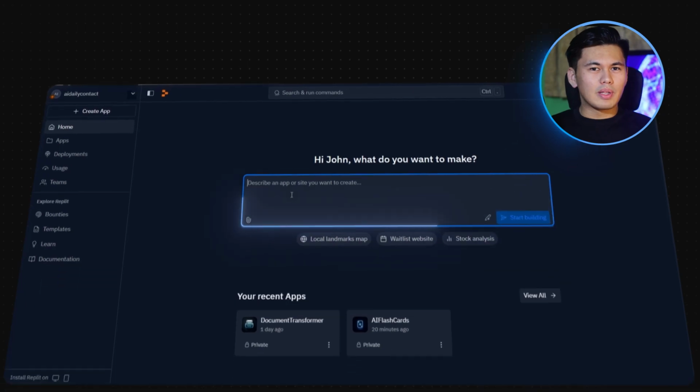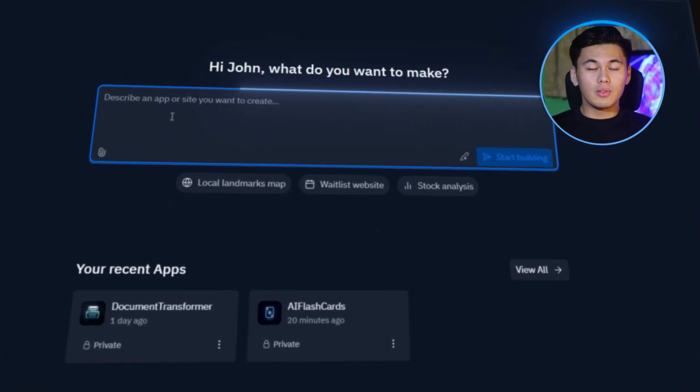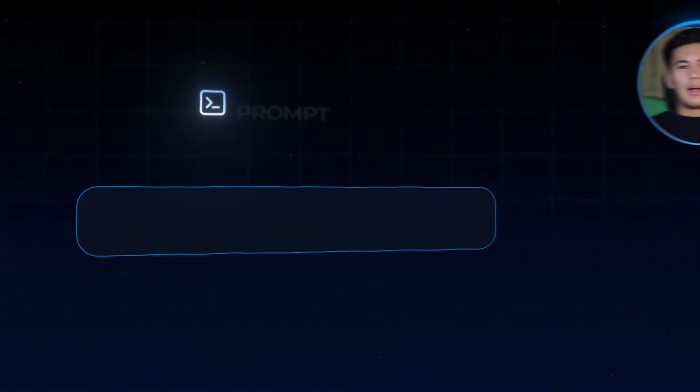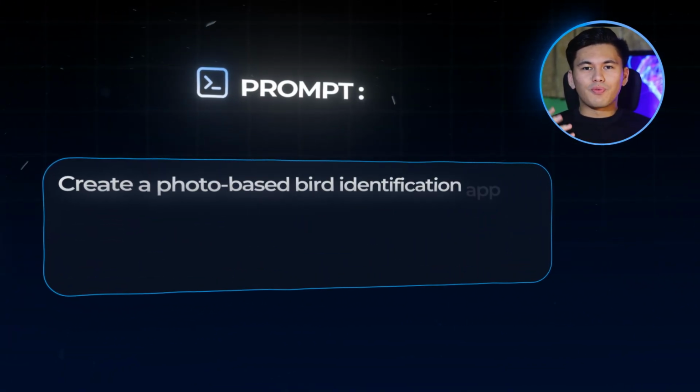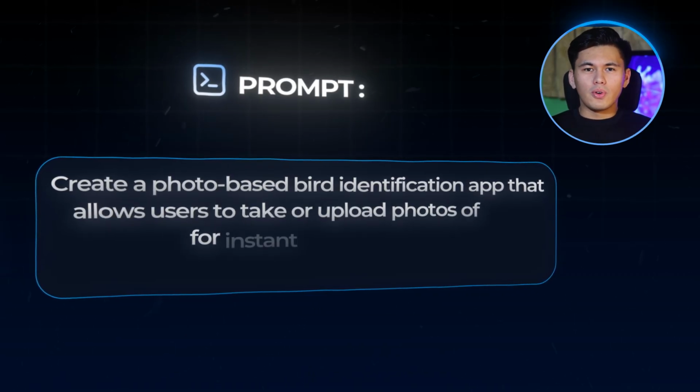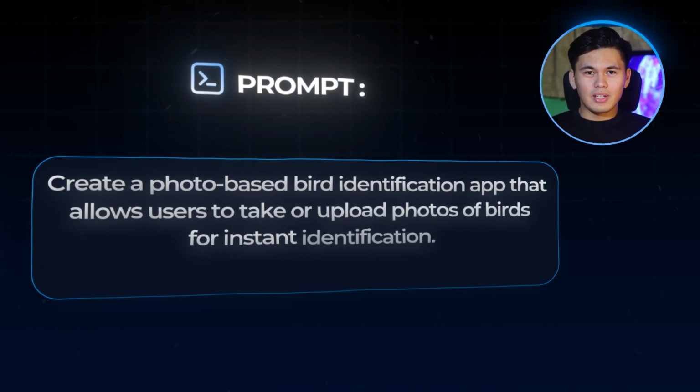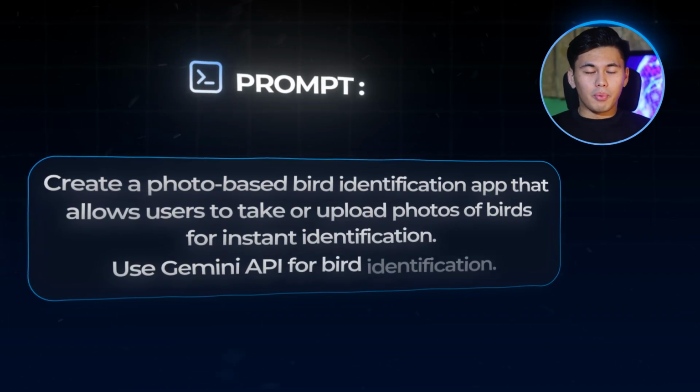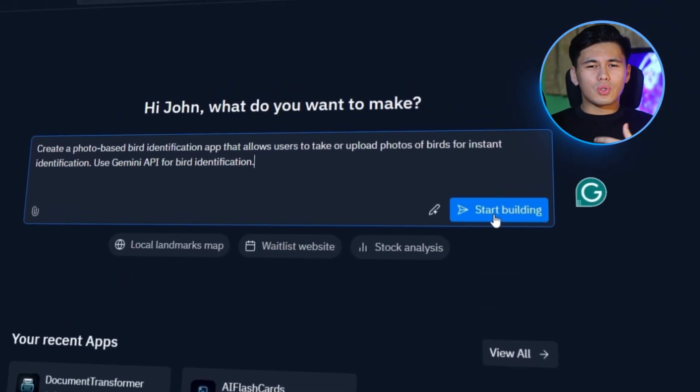Once you open up Replit, go to the AI agent so we can start building the app. We will start with the following prompt. Create a photo-based bird identification app that allows users to take or upload photos of birds for instant identification. Use Gemini AI for bird identification. Now we can start building.